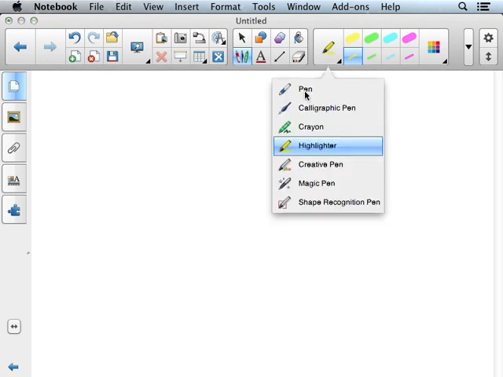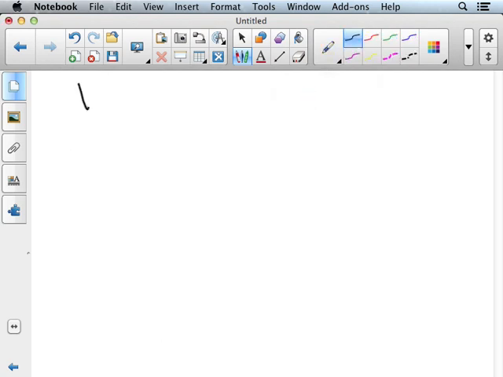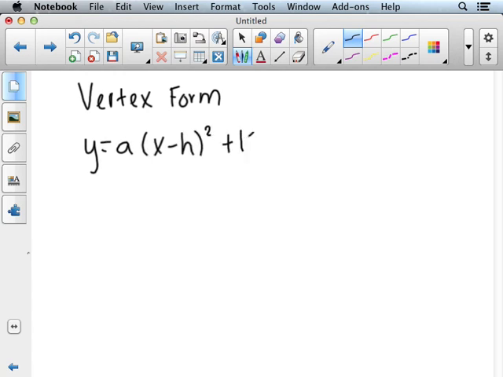So conclusion. In vertex form, y equals a times x minus h squared plus k. What is our vertex? Well, the vertex always ends up being h, k. And there's one restriction on a. We say that a cannot equal 0. If a equaled 0, it would cancel out our squared, and we wouldn't have a quadratic anymore. Remember that the squared is the part that makes it a quadratic.